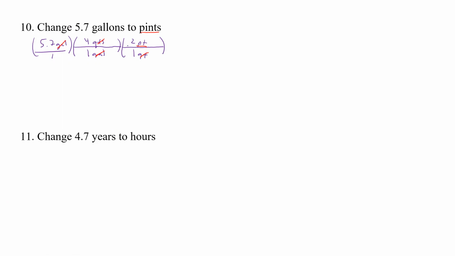5.7 times 8 again. Okay, so 5.7 times 8. That's going to give us 56. That's going to be 45. Move the decimal 1. So that's going to be approximately 45.6 pints. Okay. All right. So that looks good. All right, so now we're moving on to measurement of time. So we're going to years and hours and minutes, seconds, all those good things.